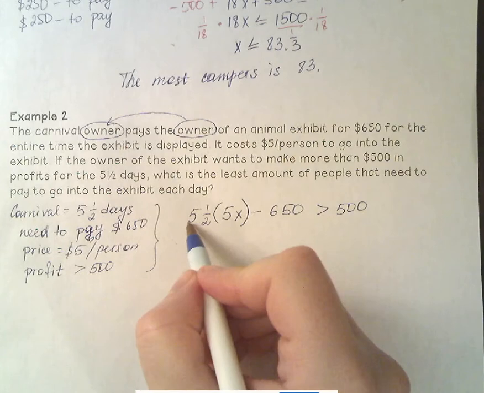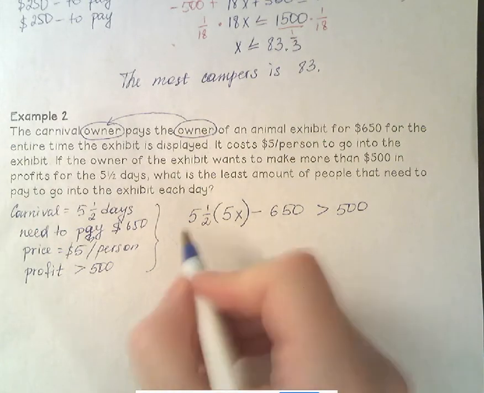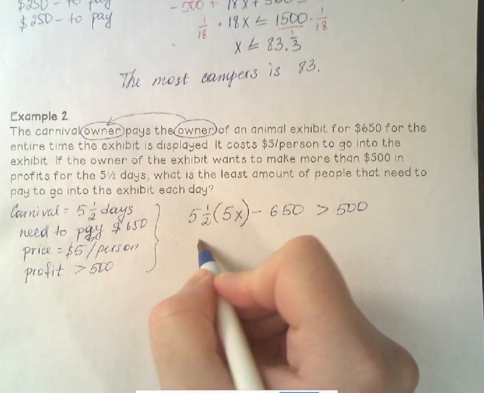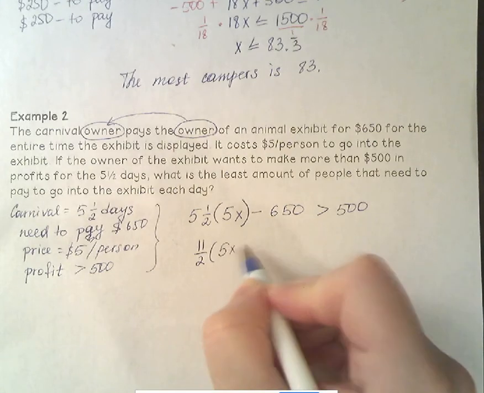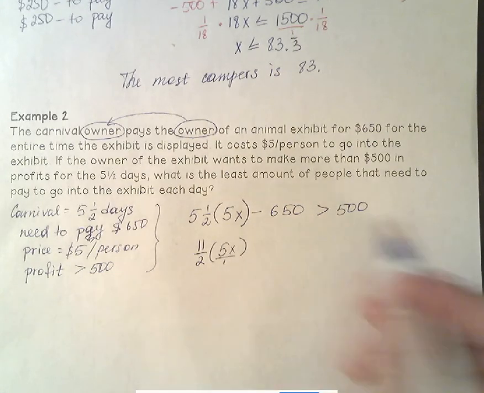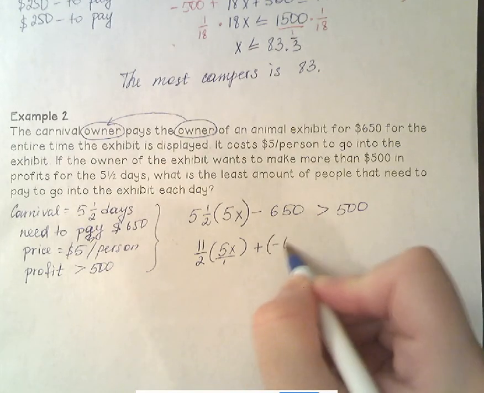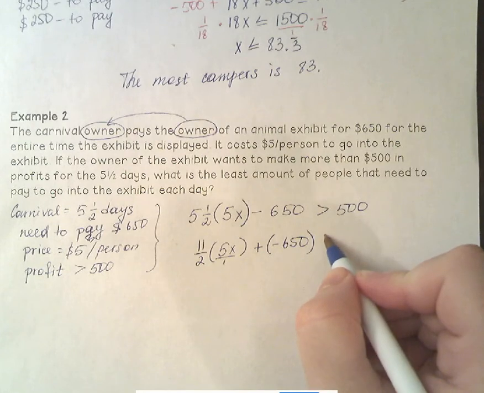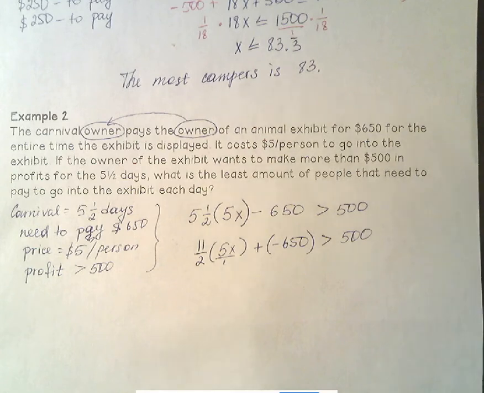We will have to multiply 5.5 by 5x. And for that reason, we need to change our mixed number into an improper fraction. So 11 halves, we are multiplying by 5x. And we can put it over 1. Then we'll have plus negative 650 since we need to change our subtraction into addition of the opposite. And that it has to be greater than 500. I did not change anything yet.